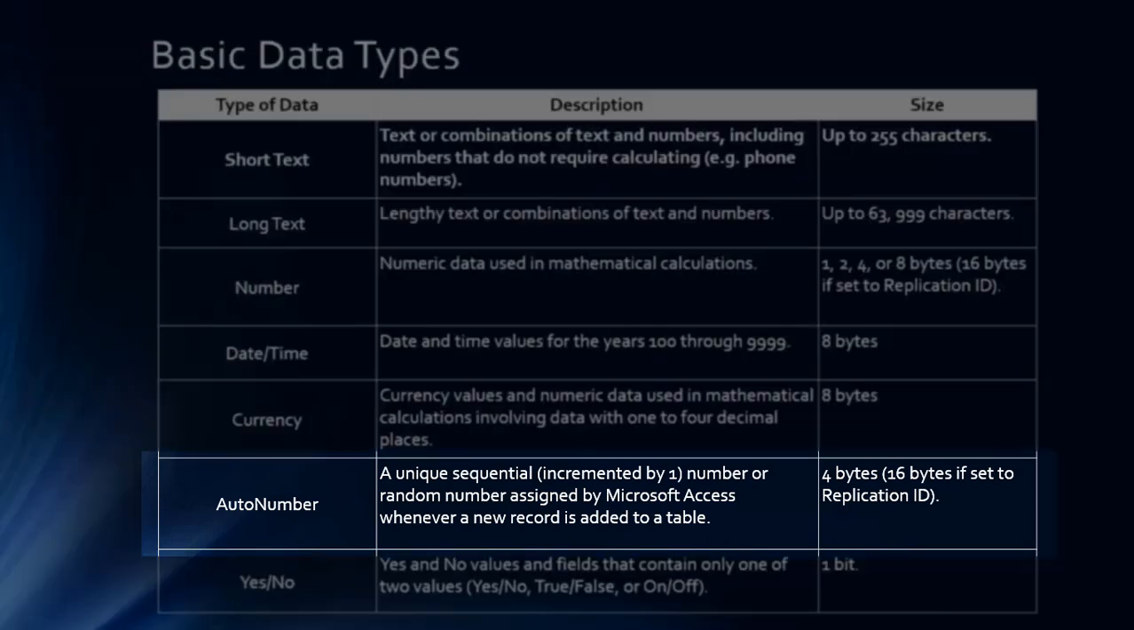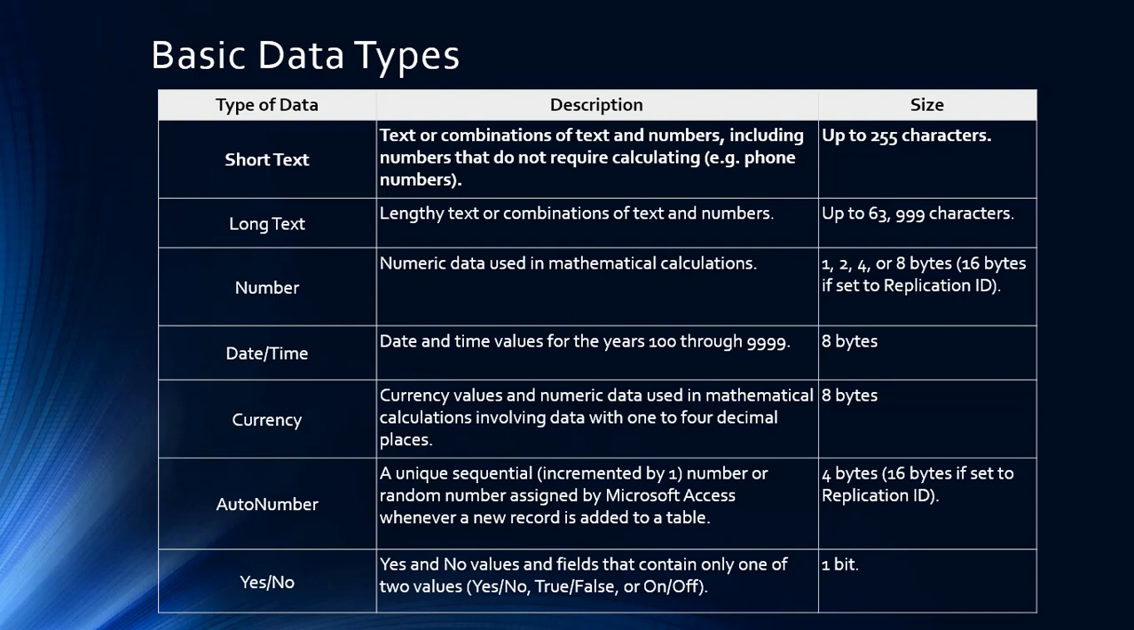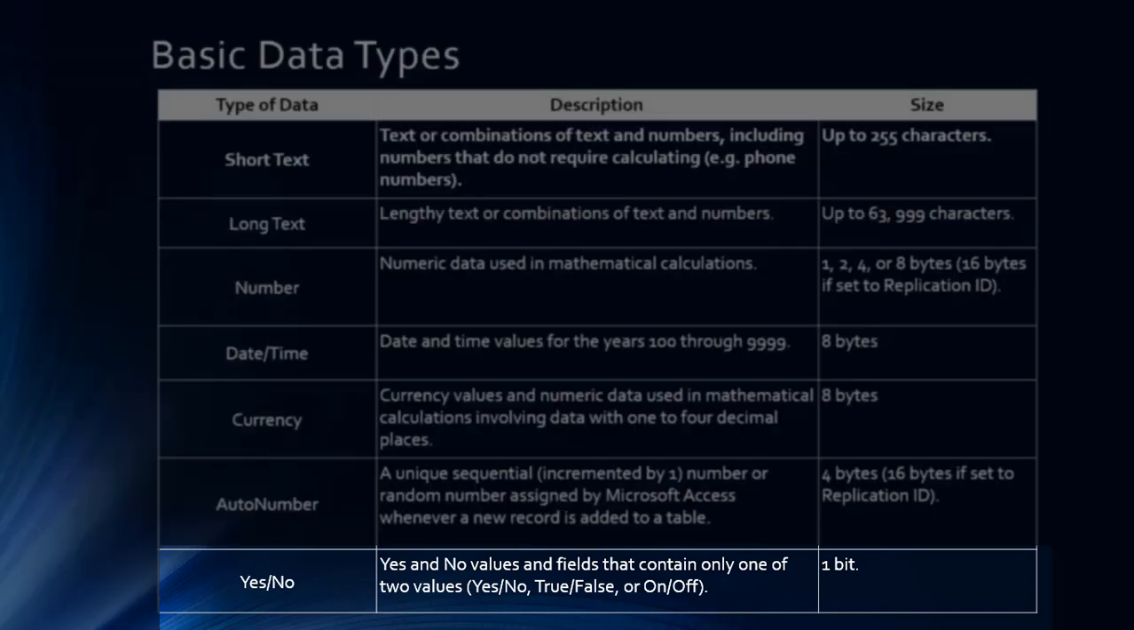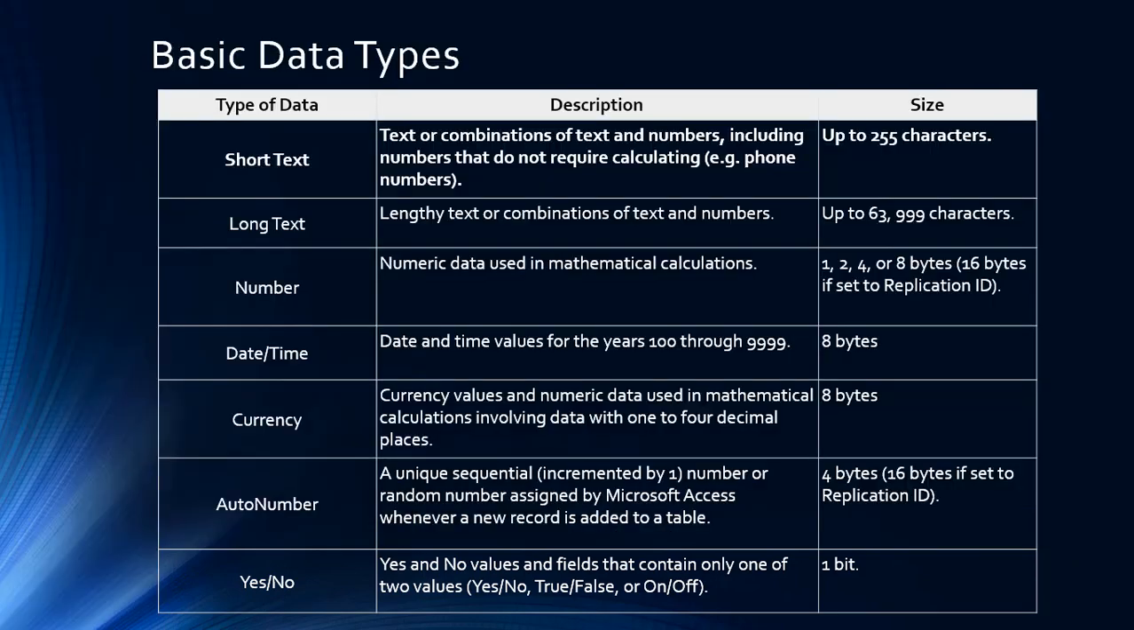Auto number. The unique sequential number incremented by 1, or random number assigned by Microsoft Access whenever a new record is added to a table. It consumes 4 bytes, 16 bytes if set to replication ID. Yes, no. Yes and no values and fields that contain only one of two values, yes or no, true or false, on or off. It consumes 1 bit of memory.